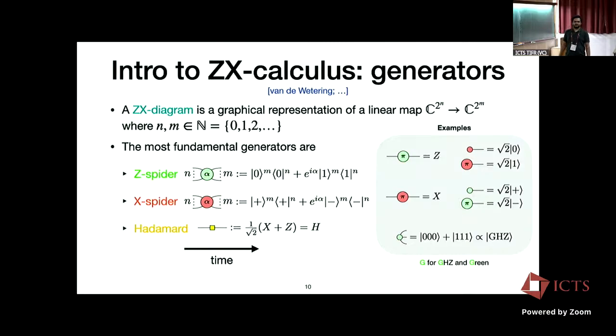Here are some examples of familiar operators as ZX diagrams. So you take the green spider with a phase pi and one input and one output, that corresponds to the Pauli Z operator. You can also construct its eigenstates using the red spiders. And it's customary or convention to omit the phase when it's a multiple of 2 pi, like 0 or 2 pi or whatever. And you can also construct the Pauli X and its eigenstates in this way. And a slightly more non-trivial example is the GHZ state, which is given by this green spider with 3 output legs. Now, this is a useful mnemonic. If you ever forget which one is the green and which one is the red one, this is a useful way to remember it. The GHZ state is given by the green spider.